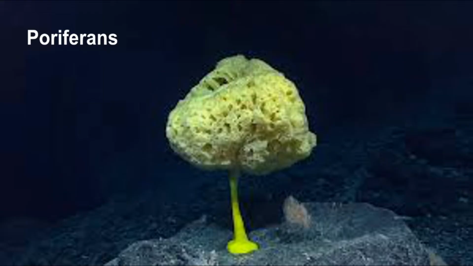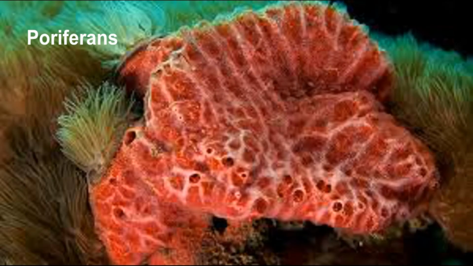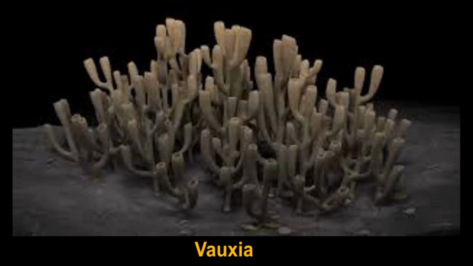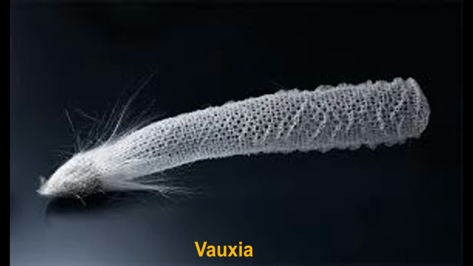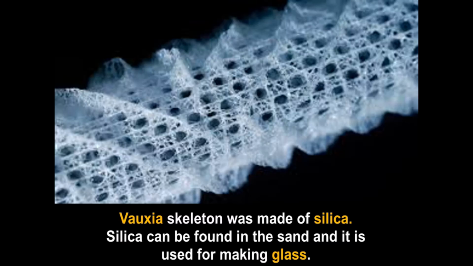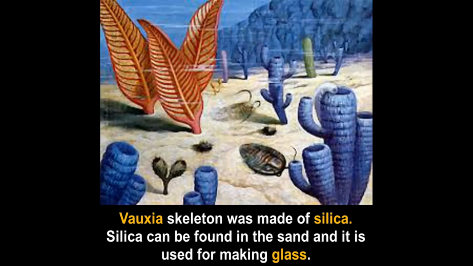Poriferans made their appearance in Cambrian times as sponges made of silica. From Middle Cambrian rocks of British Columbia, geologists have found fossils of what is called Voxia. And Voxia was a glass-like sponge that lived in colonies. It was not a soft-sponged animal because its skeleton was made of silica, a substance contained in sand and used for making glass, so it was quite hard.